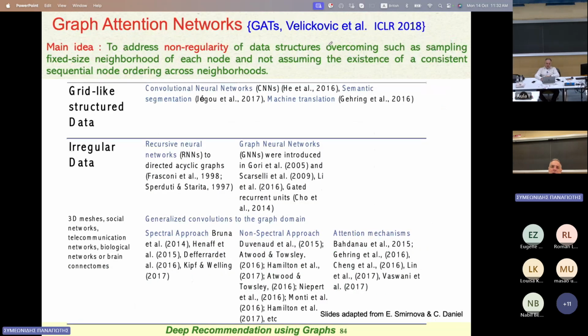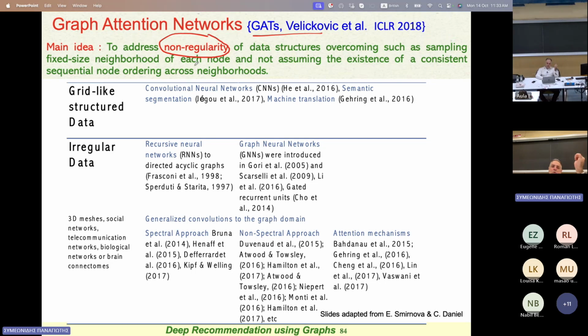So the next paper that we will discuss is about graph attention networks. This work is from Velickovic et al., ICLR 2018. In this type of networks, we said also before that it is the way that they propagate information. We can see them as GANs or GATs. The main idea is that they want to deal with non-regular data structures.